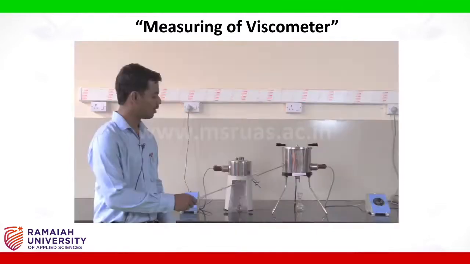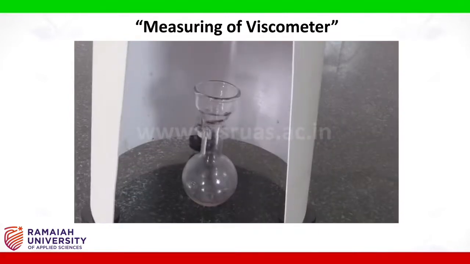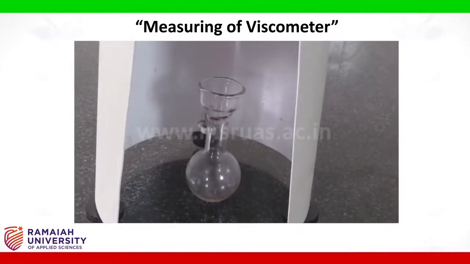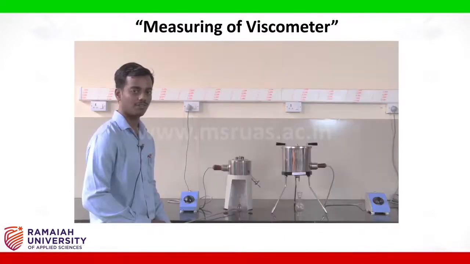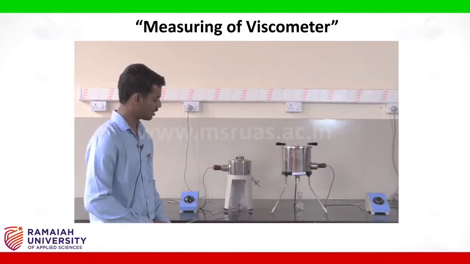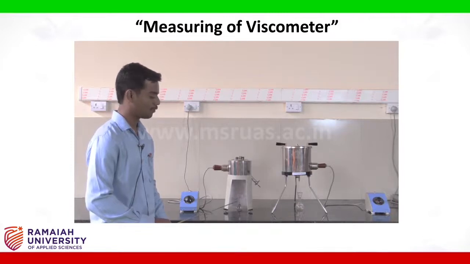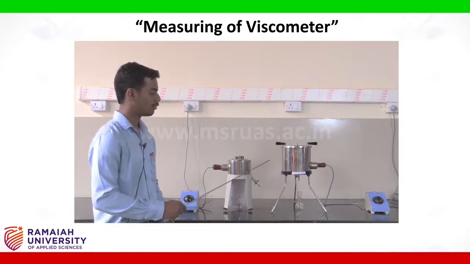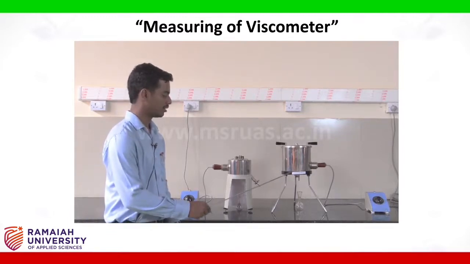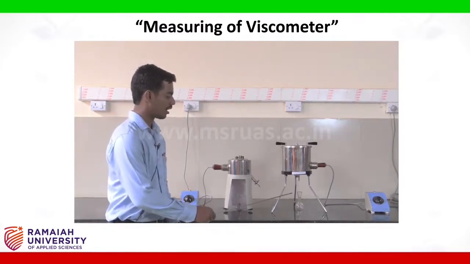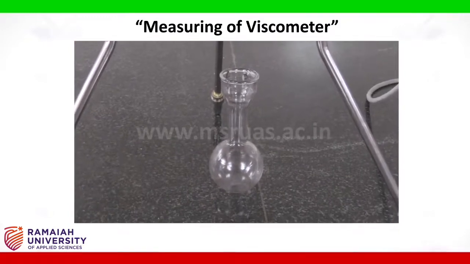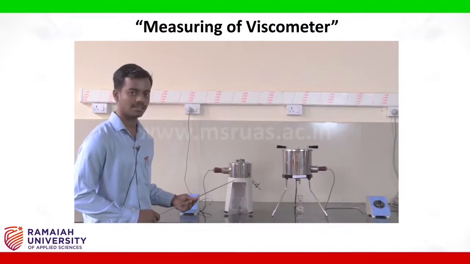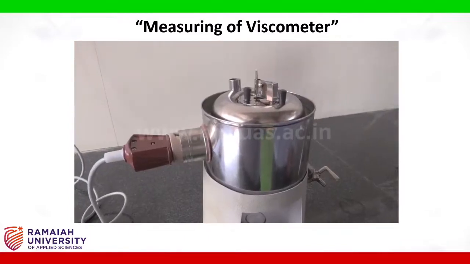For the redwood viscometer, we use a collecting flask, which is also called a Kohlrausch flask, having a volume of 50 ml, and for the Sebald viscometer we use a collecting flask of 60 ml volume. This is the setup of the redwood viscometer.